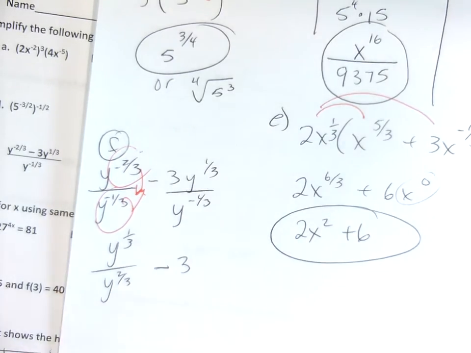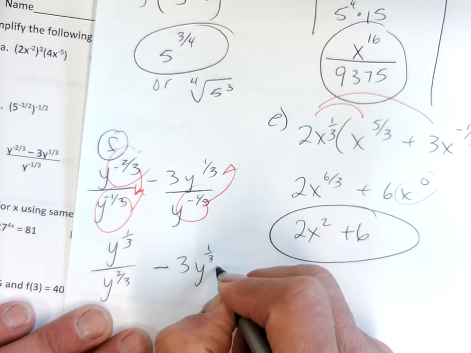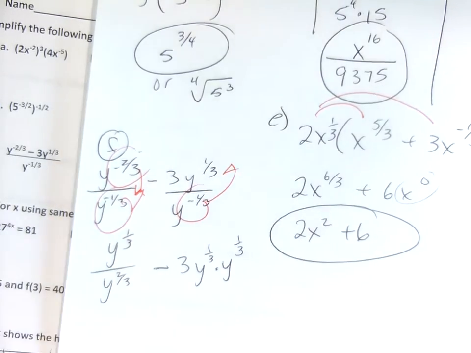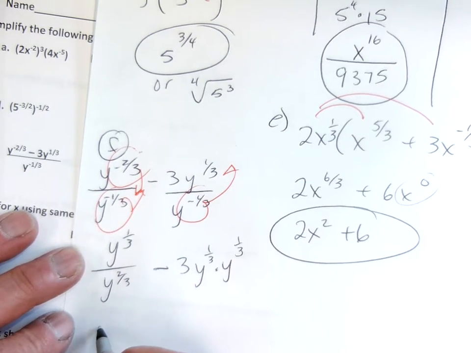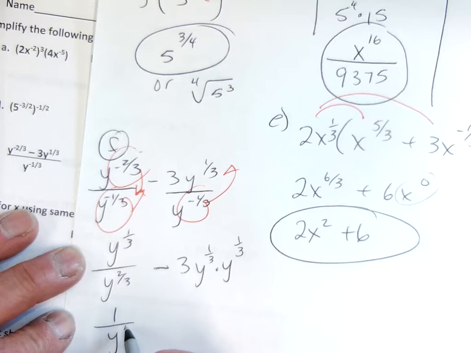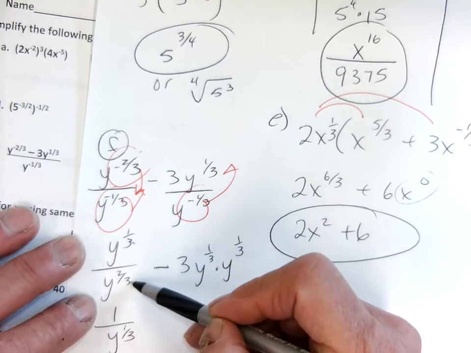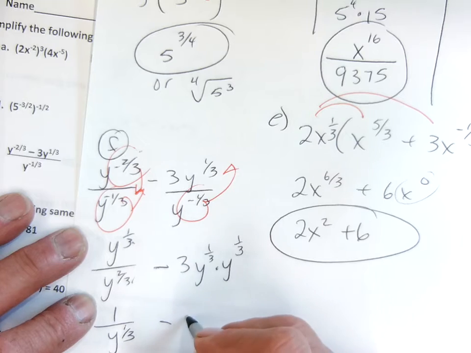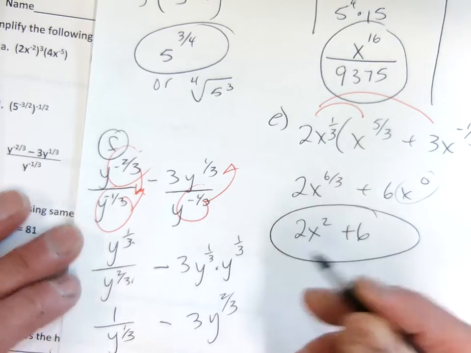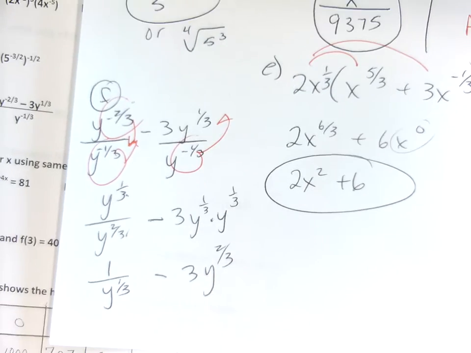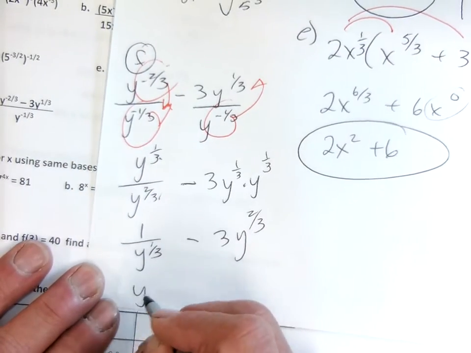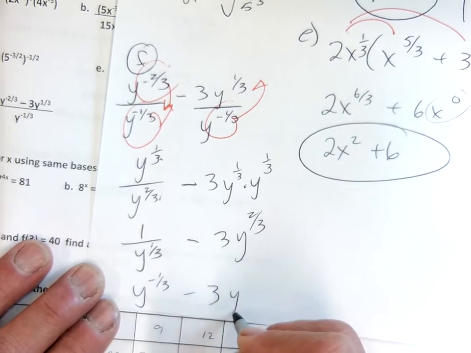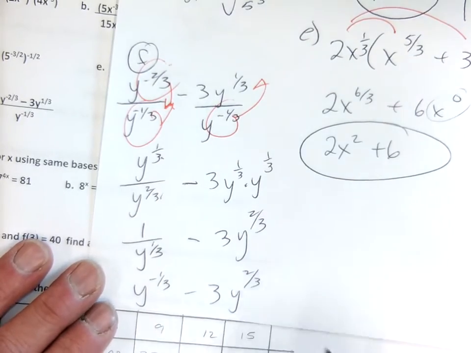Minus 3, and I'll do the same thing, I'll bring this one up, so I'll have y to the 1/3 times y to the 1/3. So all I did is if it was a negative exponent, I moved it. All right, now I'm going to subtract exponents. I'm going to have 1 over y to the 1/3, 1/3 minus 2/3, right? Minus 3y to the 2/3. And that's probably about as good as we want to go. We could rewrite it. I would take this, I would take that too. Both are right. Both are good.